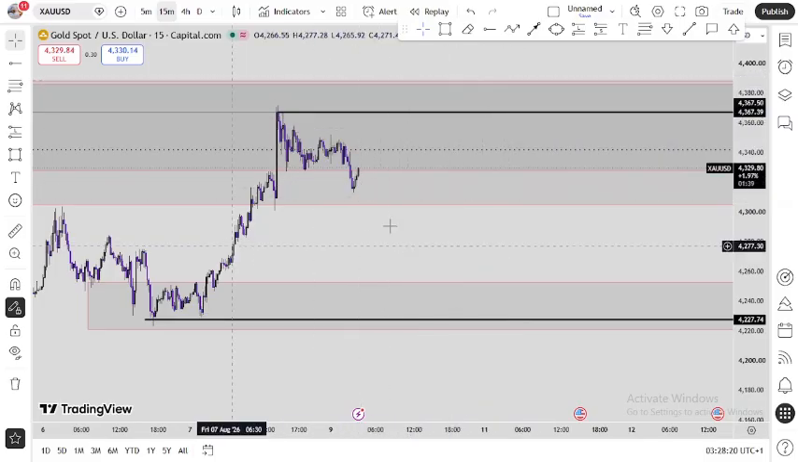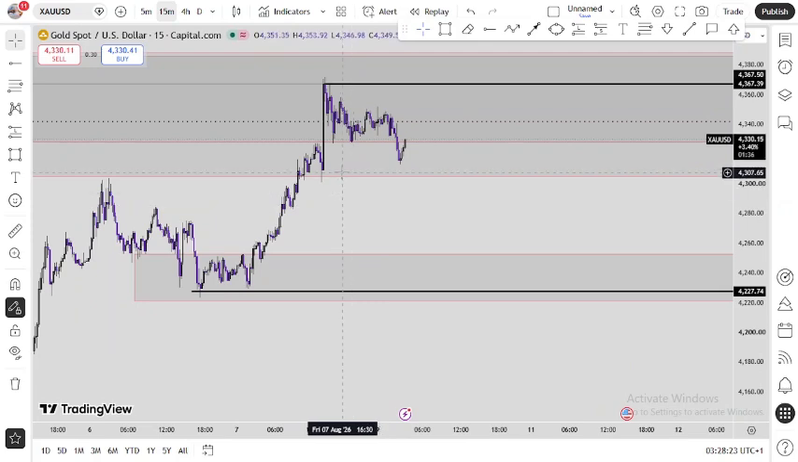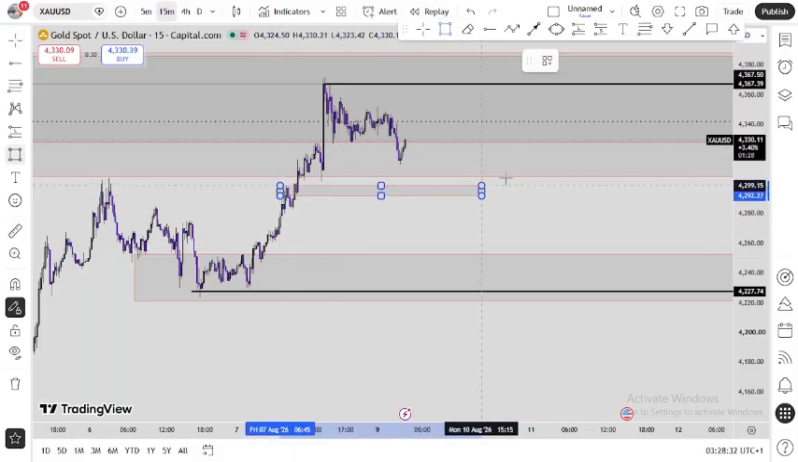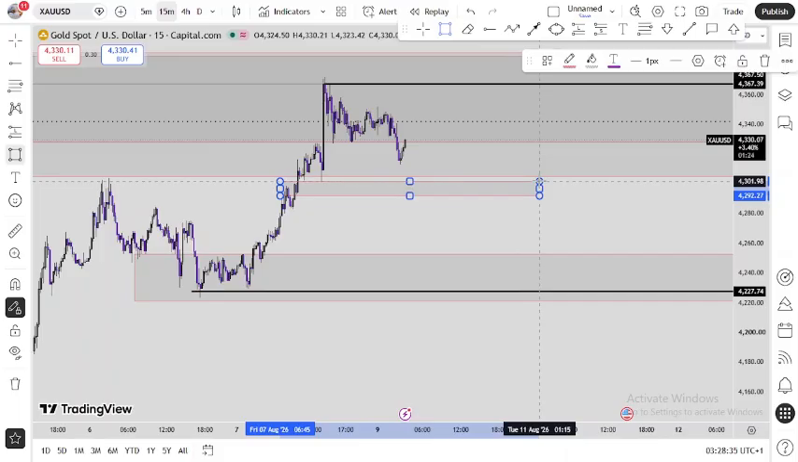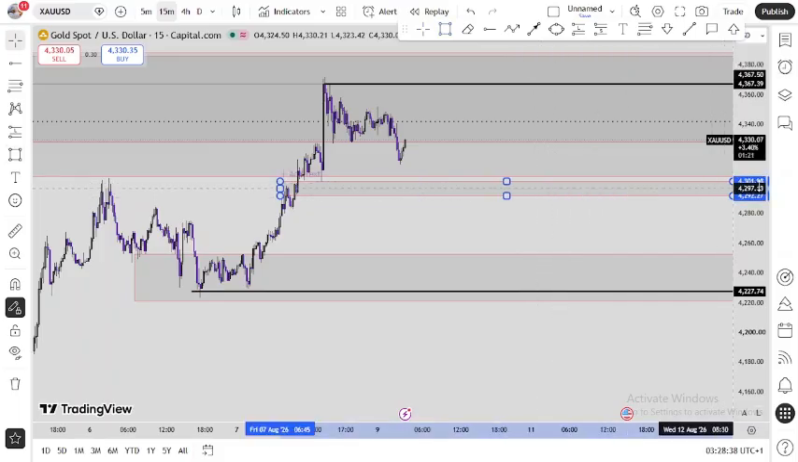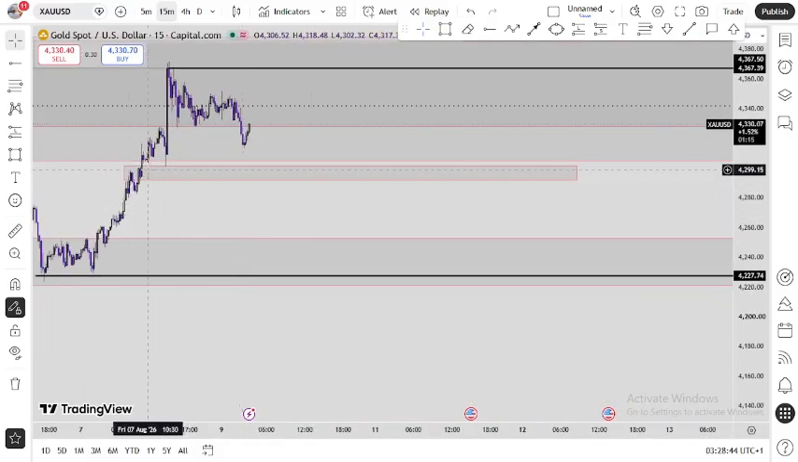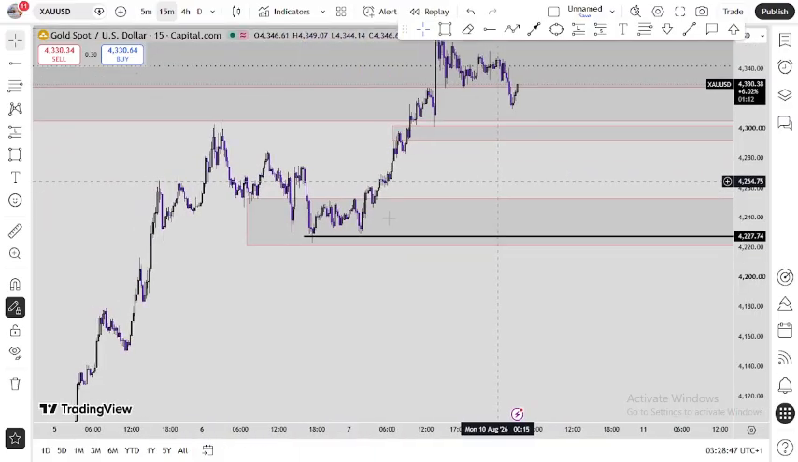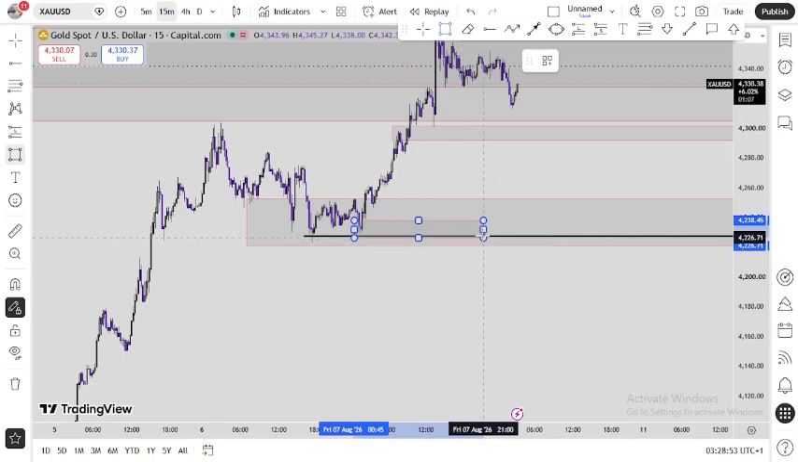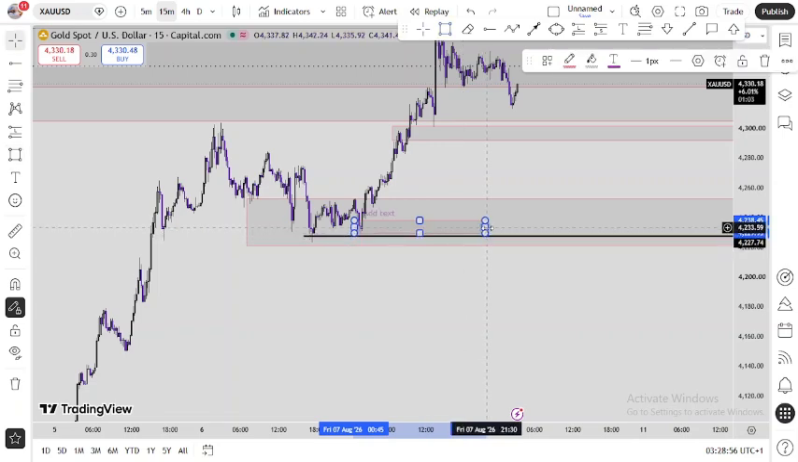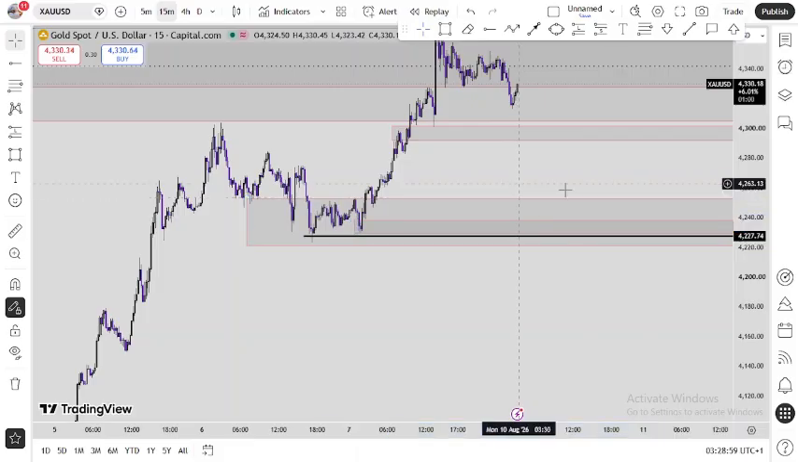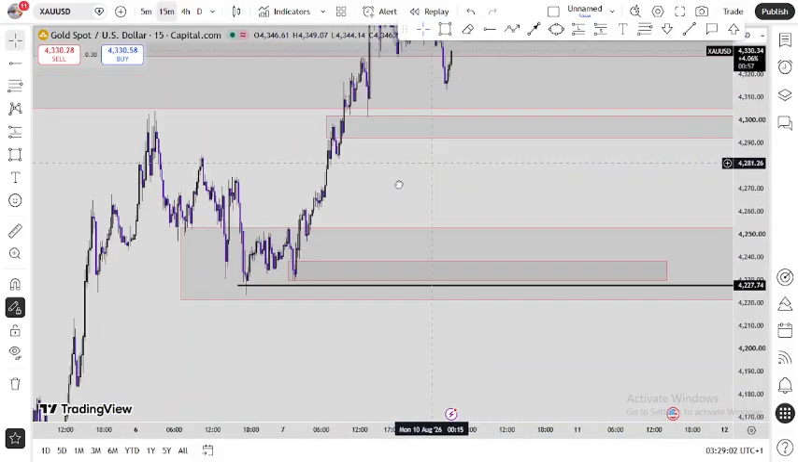So what we should be doing is waiting for the market to either come back to this area here before we look for buys, so in and around here to look for buys, or we wait for it to come back to this area here before we seek our buys.